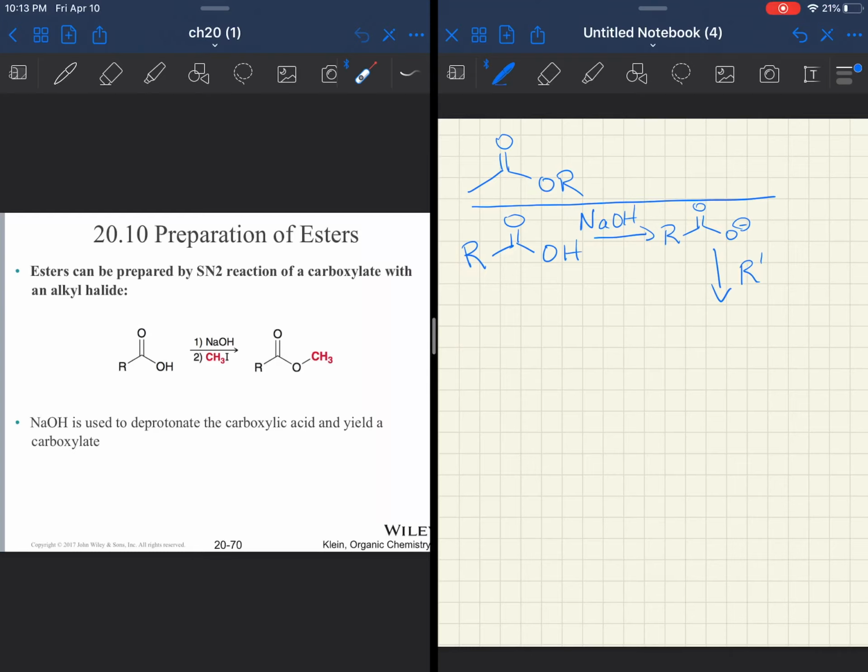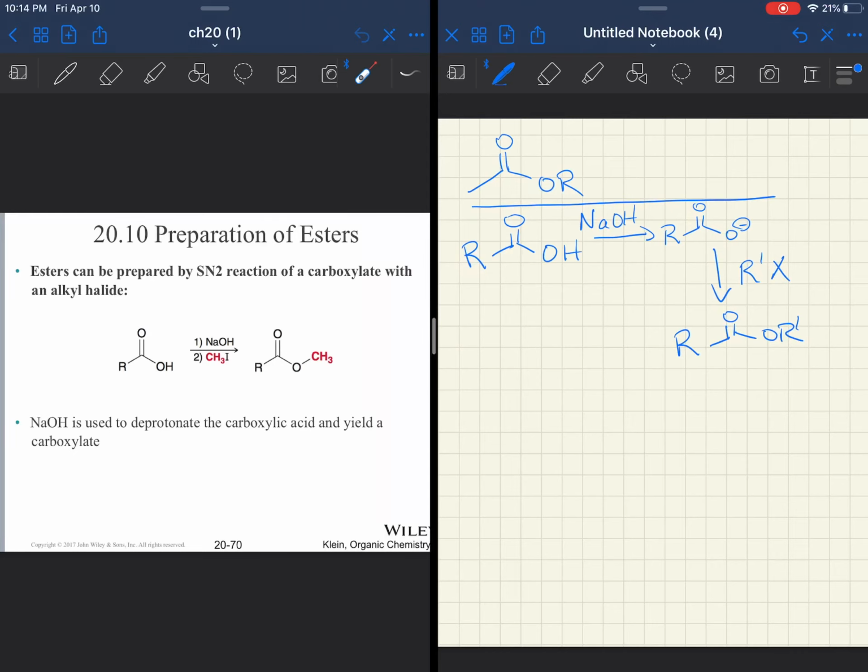This is a good nucleophile for your SN2 reaction, so we're just putting in a substrate here, and there's no reason that it has to be a methyl, right? It could be any old R group, well, not any old R group. It's an SN2 reaction. You don't want it to be tertiary, but any other R group and a good leaving group, right? Chlorine, bromine, iodine work really well. This is going to give you your ester, right?